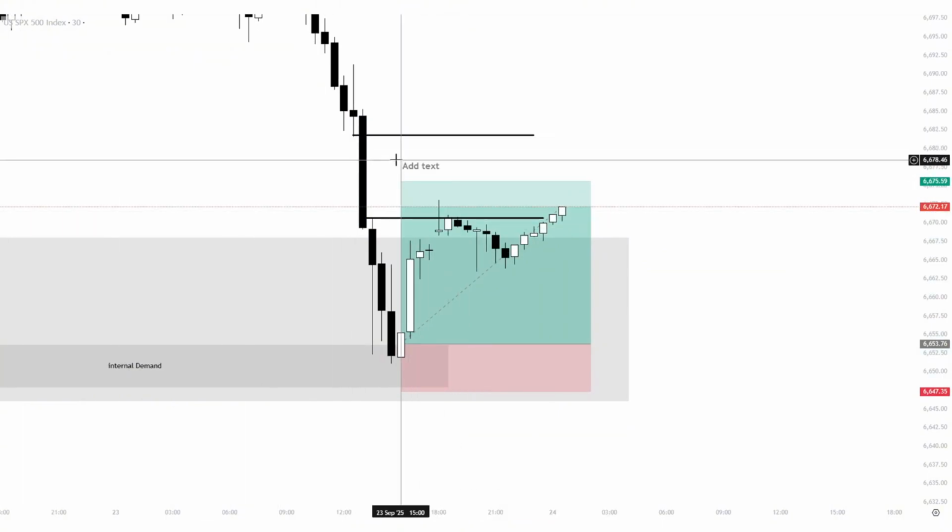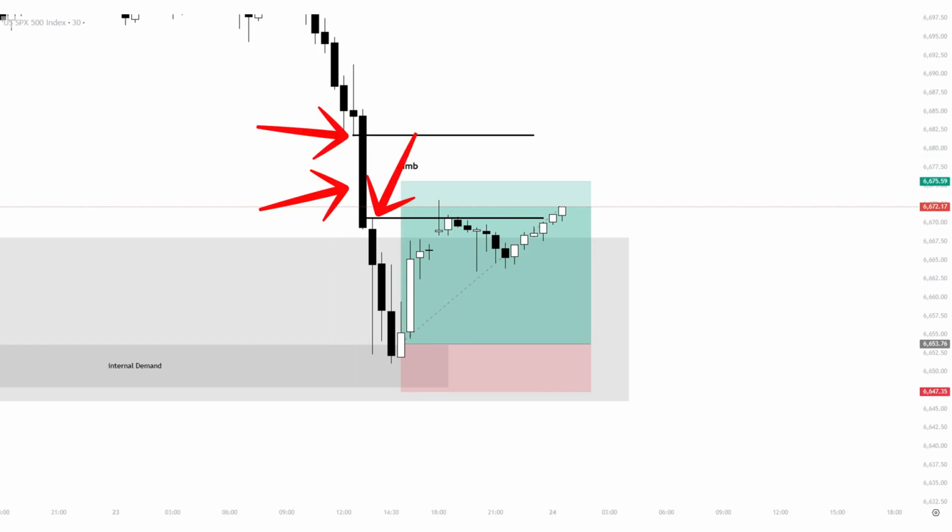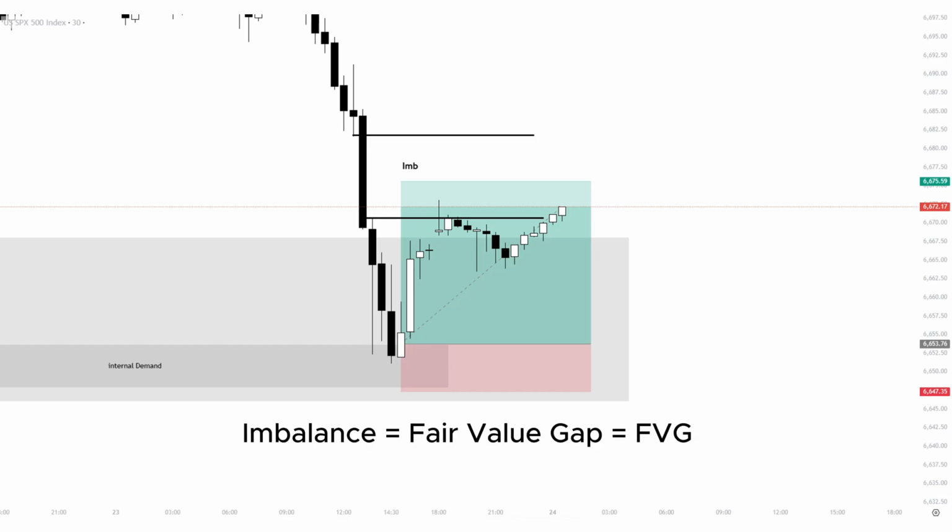Now, most of the old viewers of my channel know how to identify imbalances. They're basically found on a sequence of 3 or more candles, where we have the larger candle in the middle, and in the case of a bearish sequence, we take the lower wick of the candle previous to the large one, together with the upper wick of the candle next to the largest one. This entire level is called an imbalance. You might also have heard this as a fair value gap. They're the same thing under a different name.